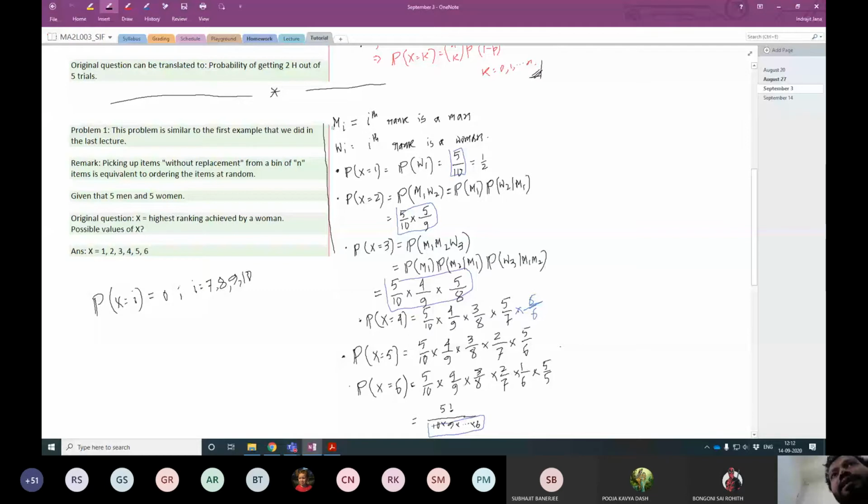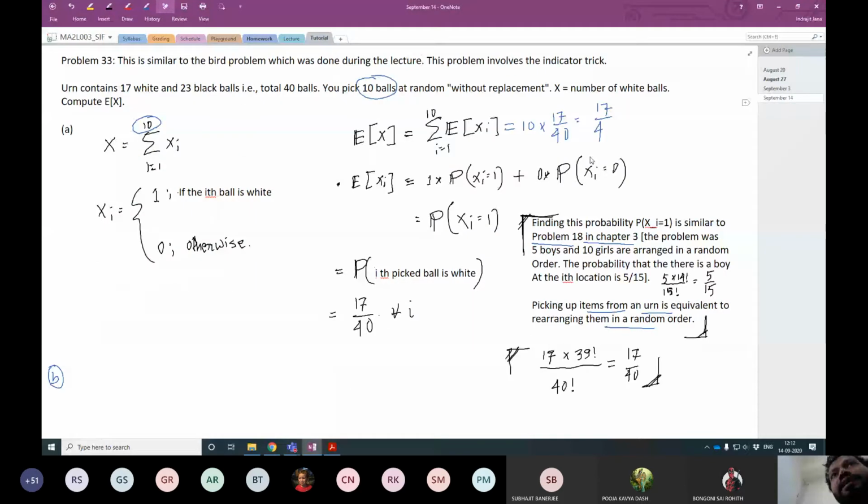The second method is that you write this x as the summation of yi, i equal to 1 to 17. This 17 resembles the 17 white balls. So we need to somehow make the connections here. So here is the idea. You write the ith random variable yi.